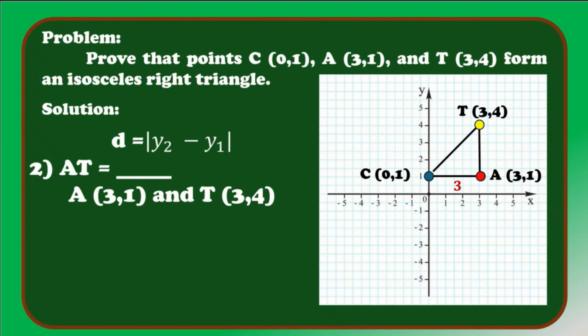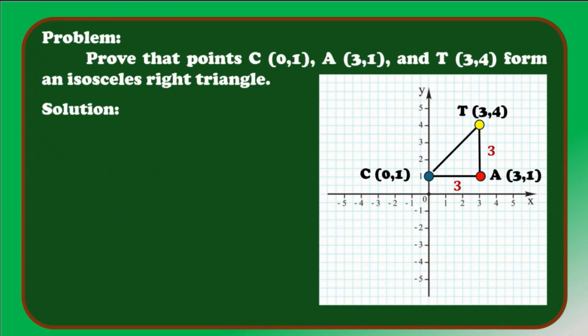Let's have the substitution process. So therefore, we're going to have AT equals the absolute value of 4 minus 1. 4 minus 1 is equal to 3, and for AT, excuse me, our side AT has a length of 3 units, or simply 3. And let's have number 3.